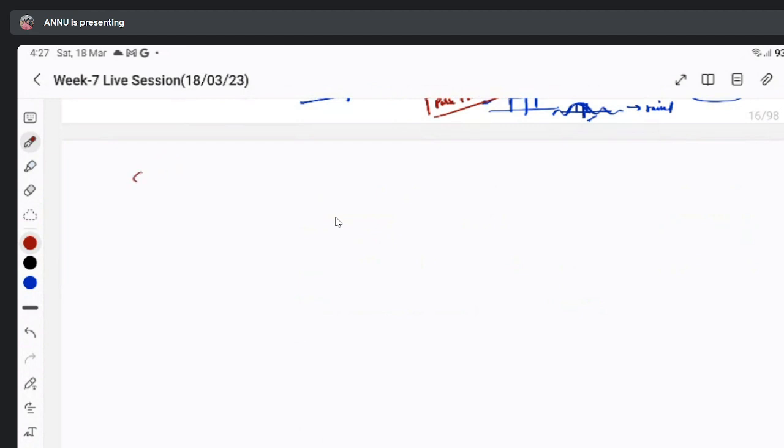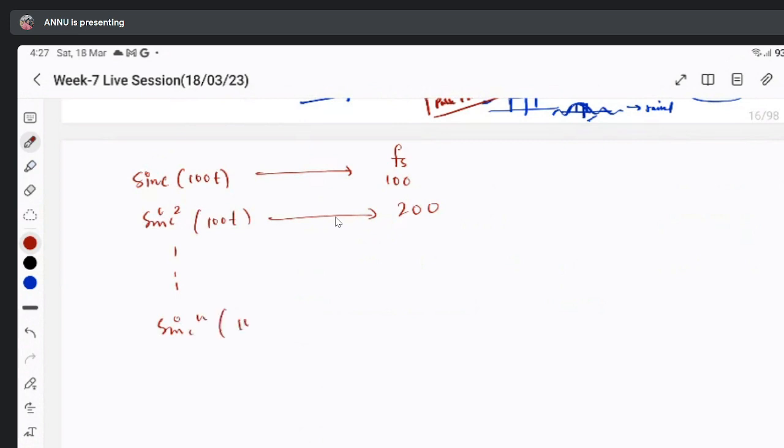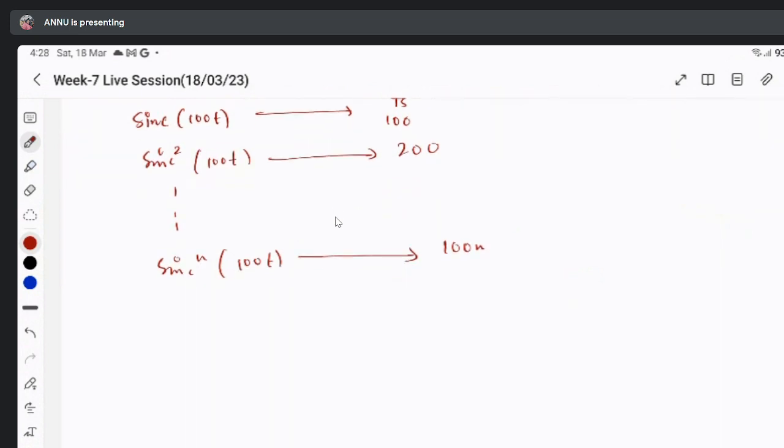So we saw sinc 100t will have the fs as 100, right? Then sinc square 100t will have fs as 200. Similarly, we conclude here sinc n 100t has fs as 100n. You will definitely have that. Then I'm asking, this is forming as the raised cosine pulse. Here, this one, although it has the bandwidth as infinity, right? It is taking up to infinity, but still we consider this pulse.